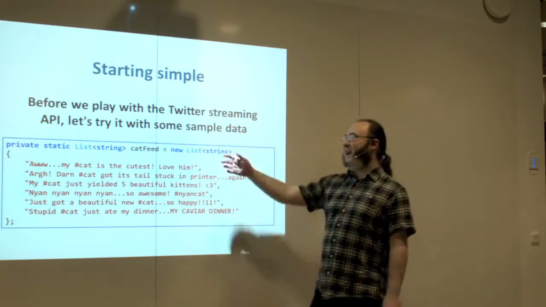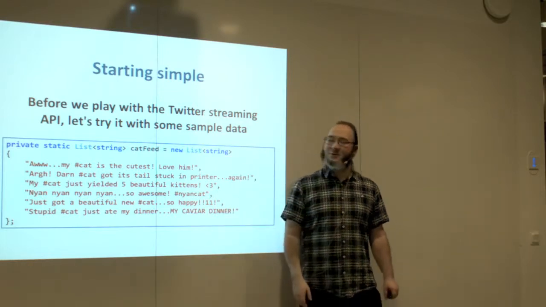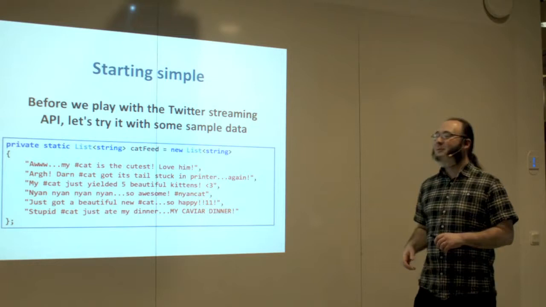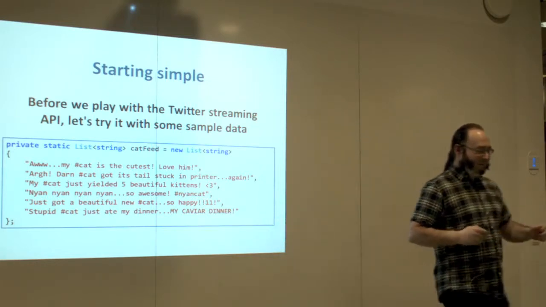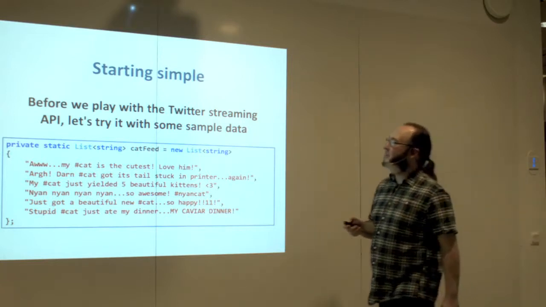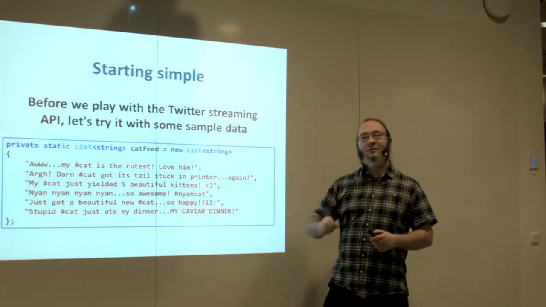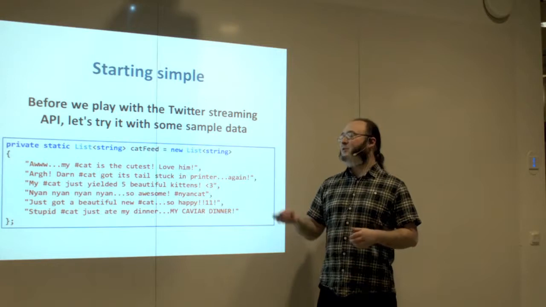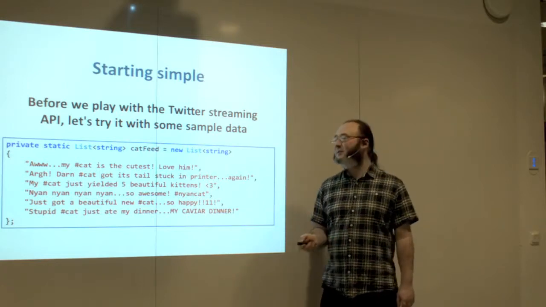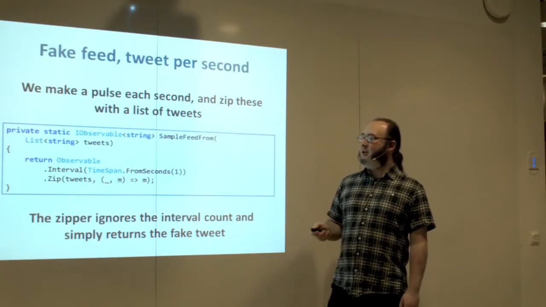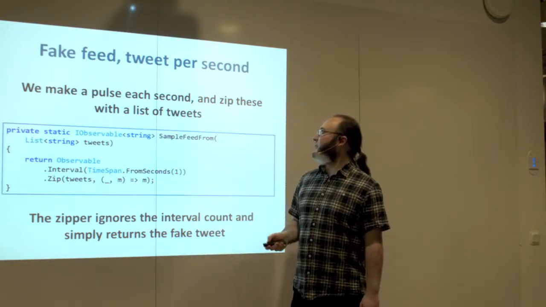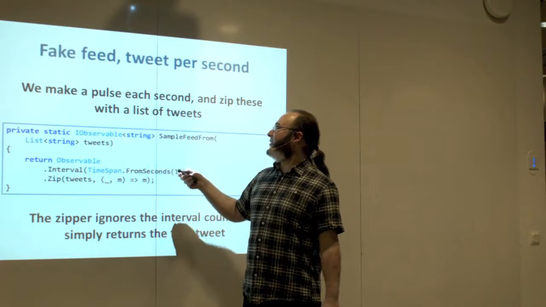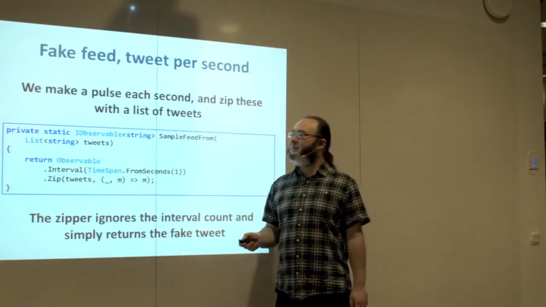So what I'm going to do before I link this up to Twitter is take some sample tweets. I've chosen cats. Here are some positive and negative imaginary tweets about cats. Now, we'll turn these into a sample feed that pretends to post one of these a second. So here we go. This is a little method I wrote, sample feed from, and it returns an IObservable of string.